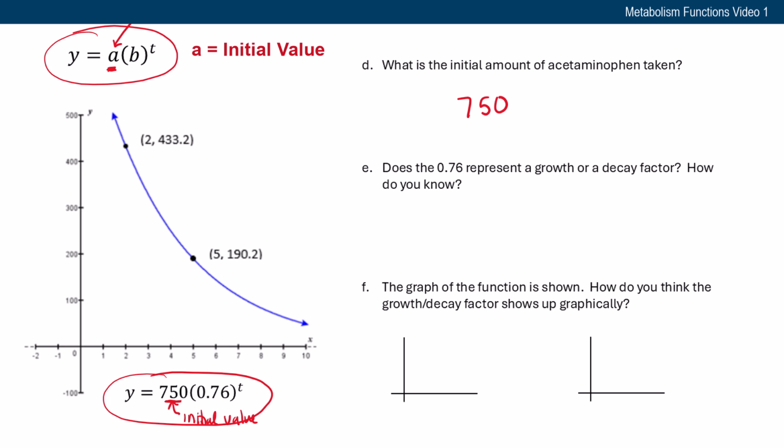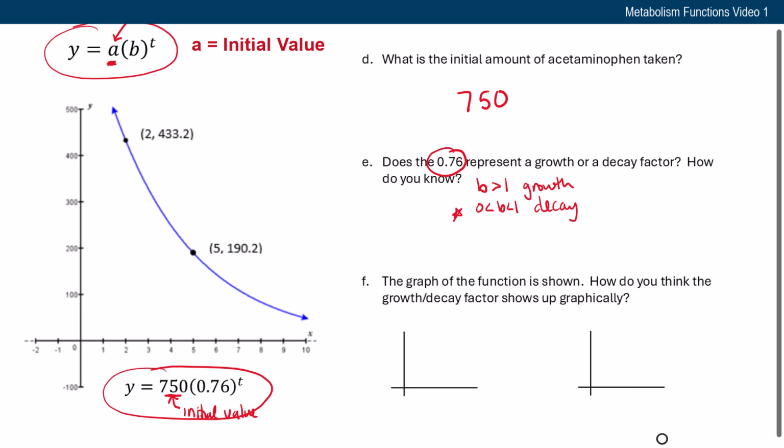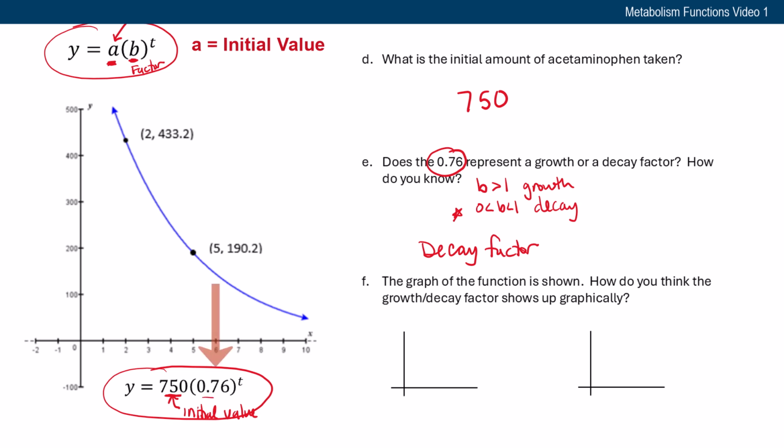Next, for part E, it says, does the 0.76 represent a growth or a decay factor? We want to compare if this is greater than or less than 1. Just a quick reminder, if B is greater than 1, it's a growth. And if B is between 0 and 1, it is a decay. The fact that 0.76 is less than 1, we know that it's going to be a decay. Again, connecting it to our equations, our B always represents our factor, and that 0.76 came from this equation right here.